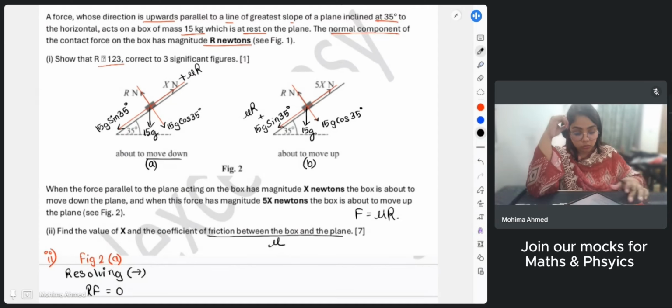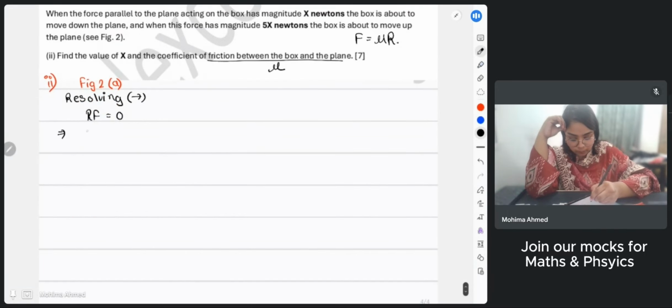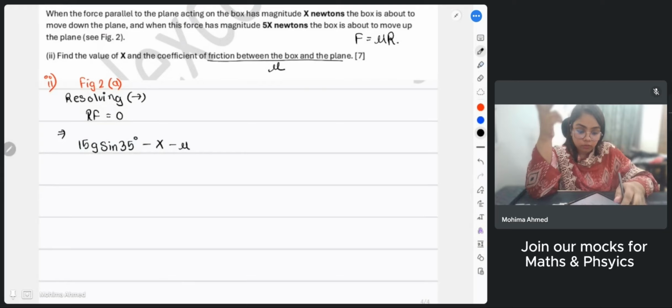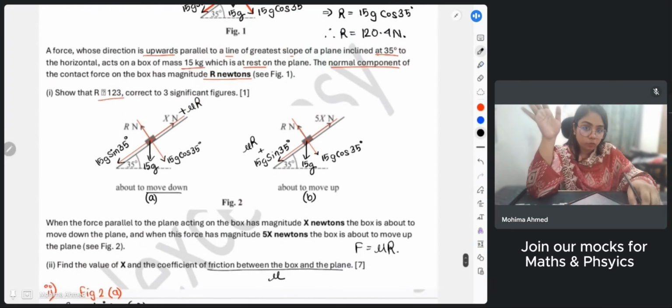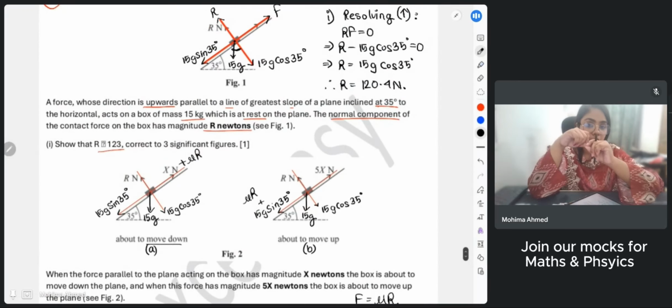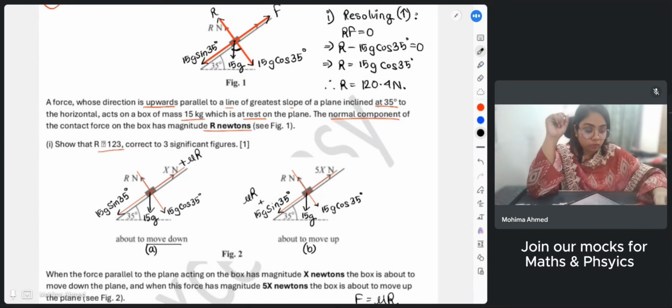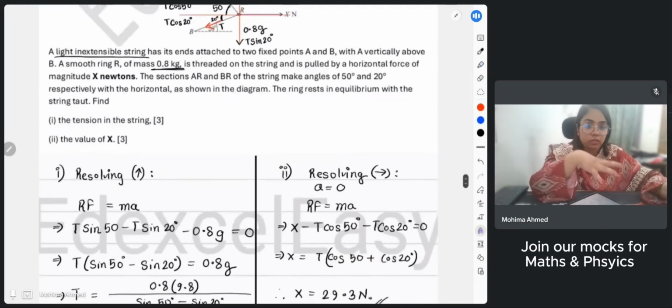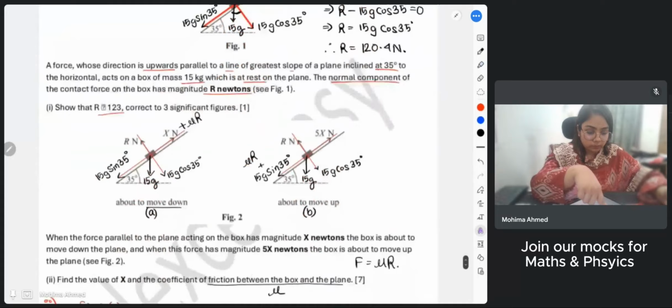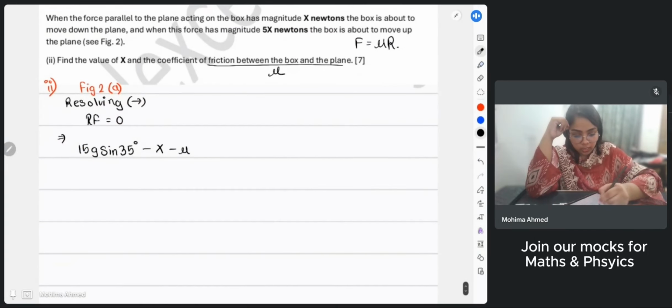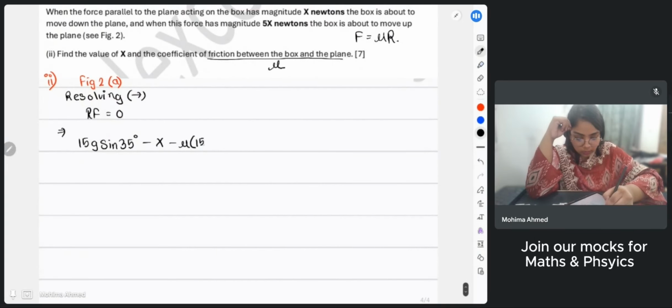So we're going to write 15g sine 35 degree minus x minus mu R. R we already calculated. I'm not going to use exactly 20.4, because 20.4 was not the actual value, it was a continuous value. The actual value was 15g cos 35. So I'm going to use the value for R as 15g cos 35 and carry it for the next portions. So over here I'm going to write mu 15g cos 35 degree.